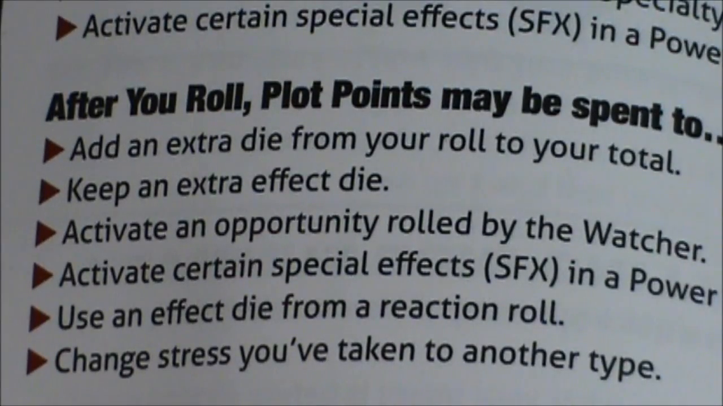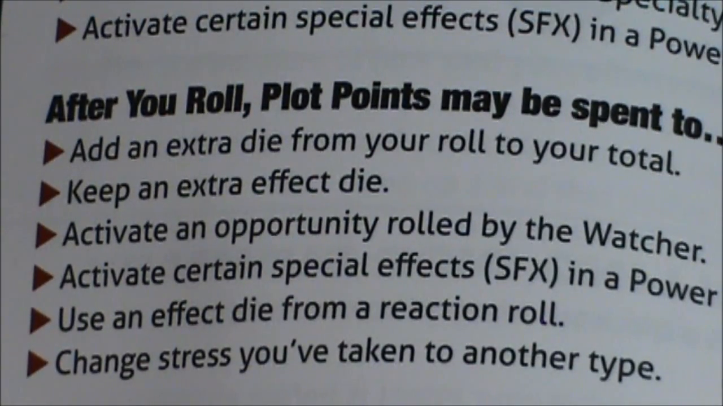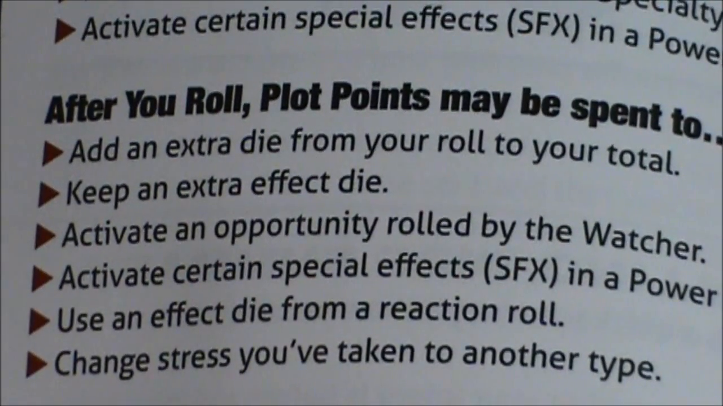The next one on the list is activate an opportunity rolled by the watcher. Well, we know that when someone rolls a 1, that's an opportunity for their opponent to do something extra. So let's take a look at what a player can do when the watcher rolls a 1 when rolling the Doom Pool. Well, when the watcher is rolling the dice against you and he or she rolls a 1, it's an opportunity for you to spend one of those plot points and activate it.